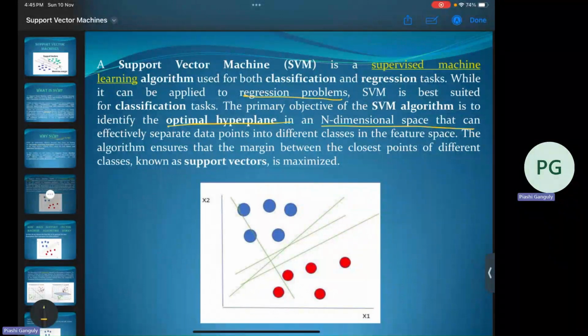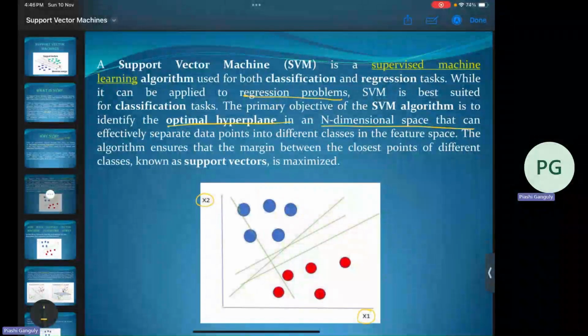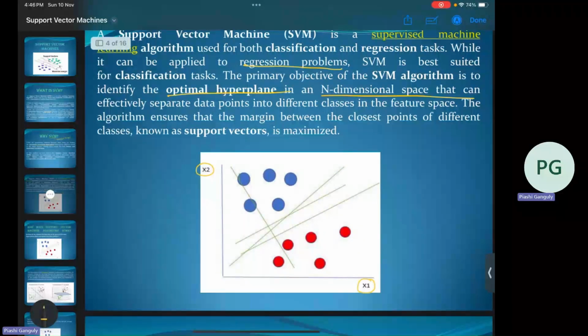Suppose here we consider two independent variables, x1 and x2. And there is a dependent variable which is represented as either a blue circle or a red circle. In this scenario, the hyperplane we define is a line because we are working with two features. Depending upon our number of independent variables, we make use of hyperplanes. For two features, the hyperplane will be a single straight line. For three features, it will be a plane. So there can be multiple lines or hyperplanes.